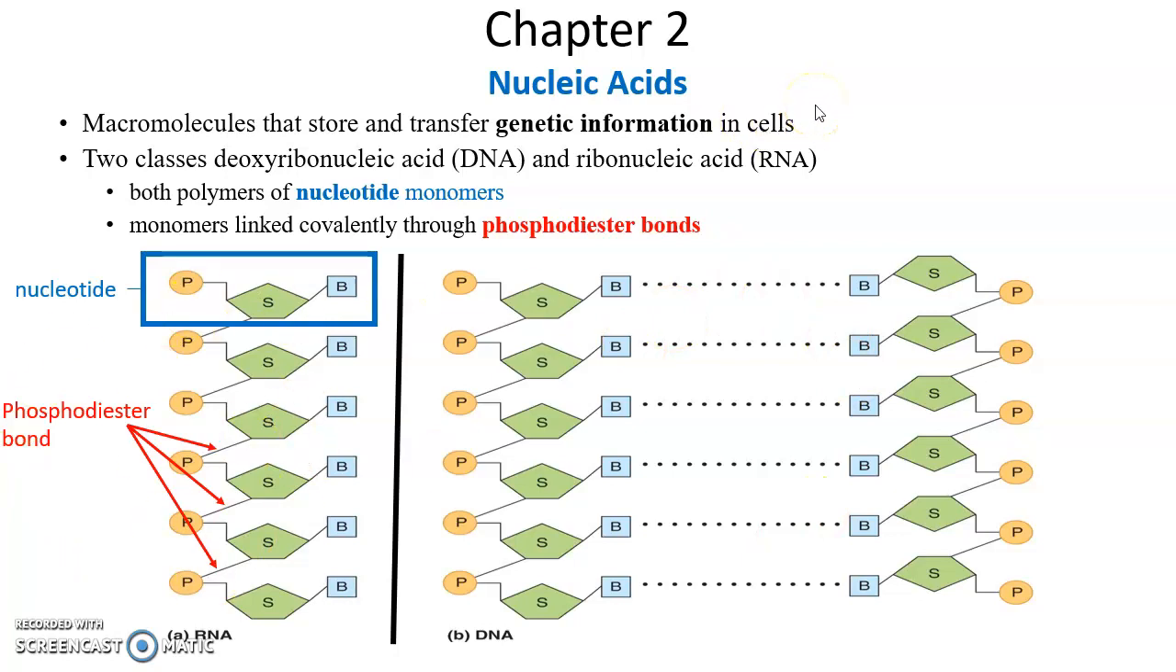DNA is known as deoxyribonucleic acid because it uses the deoxyribose sugar, and RNA is known as ribonucleic acid because it uses ribose sugar. And the key monomer for nucleic acids is the nucleotide. The nucleotides form long chains for either type of nucleic acid, and the nucleotides are connected to each other by phosphodiester bonds, covalent bonds between the phosphate group and the sugar.